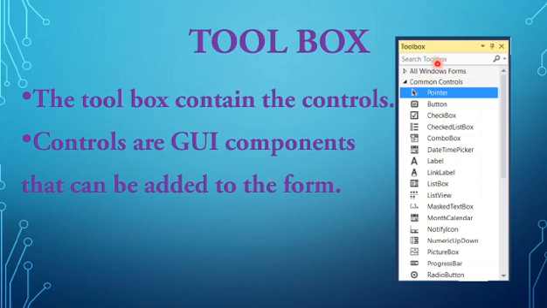This is the main toolbox. It has all the objects and controls that we need for making a form, like combo box, buttons, checkbox, list box, labels, picture box. Whatever we need to make a form is available in this toolbox, and we can get all the things from this to our form. The toolbox contains the controls. Controls are GUI components, graphical user interface components, that can be added to the form, and we have to write code behind them to use them.